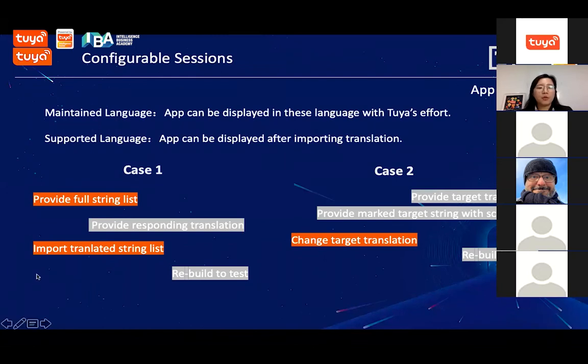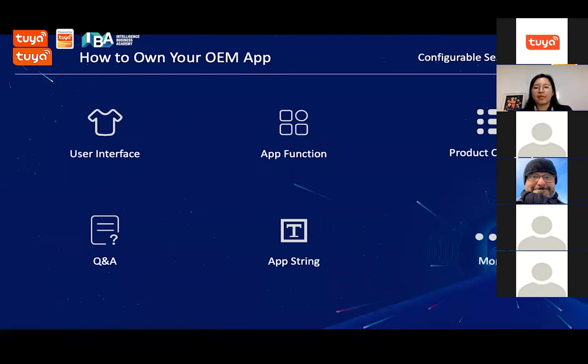Our project manager will import the list at the back end, so you can review and test. Also, if there are only some words you want to change, just provide the target translation and the screenshot to our project manager. They will change it for you so you can review and test. Okay, let's see what else can be configured.